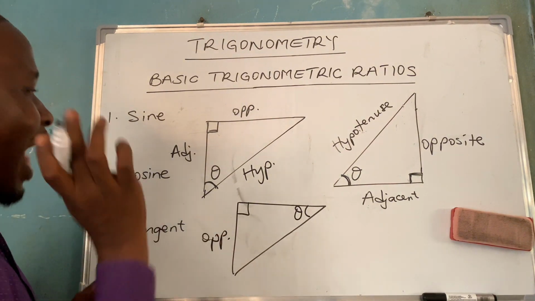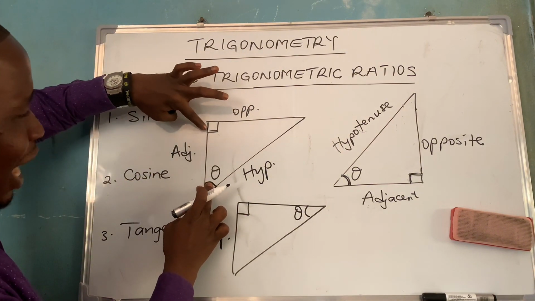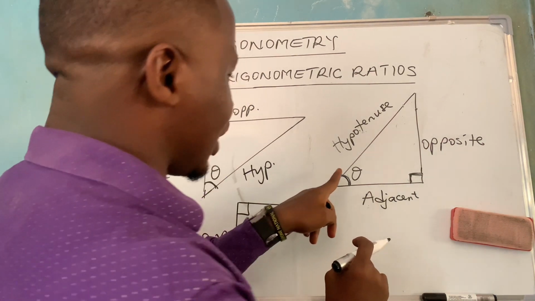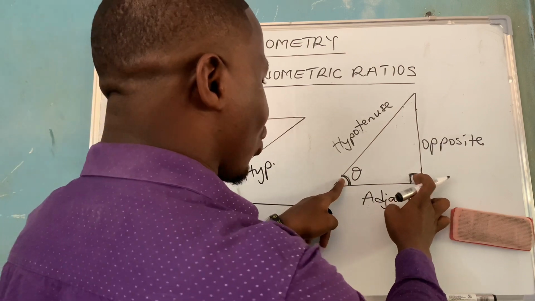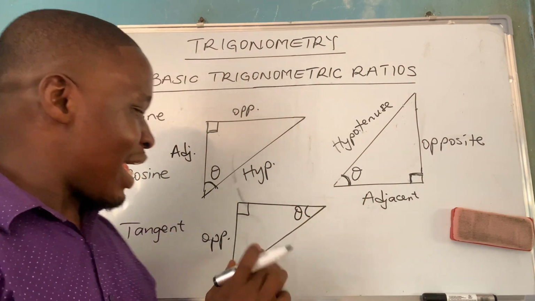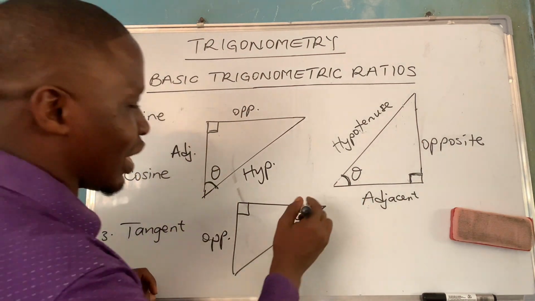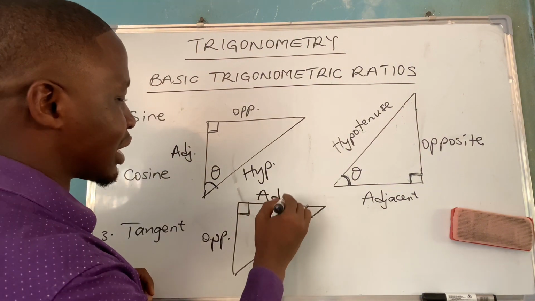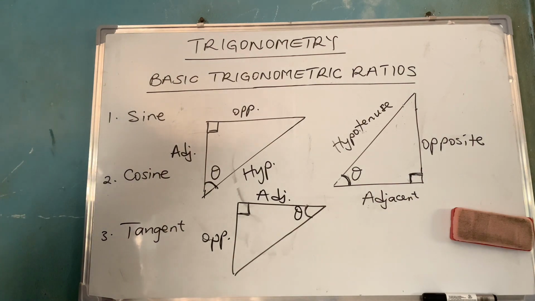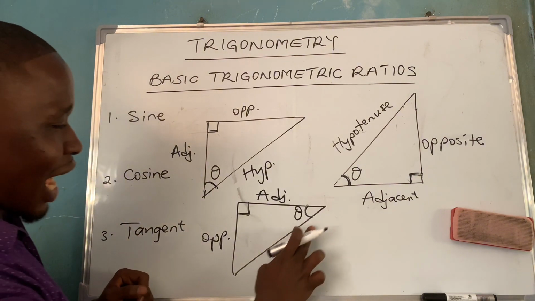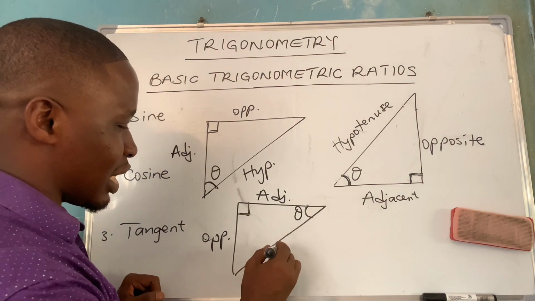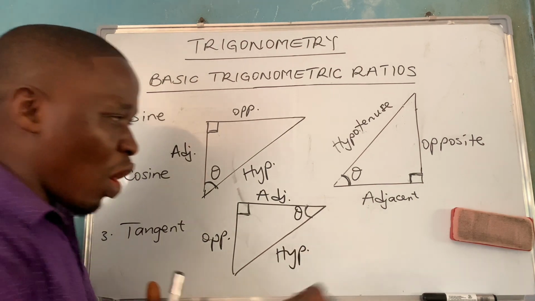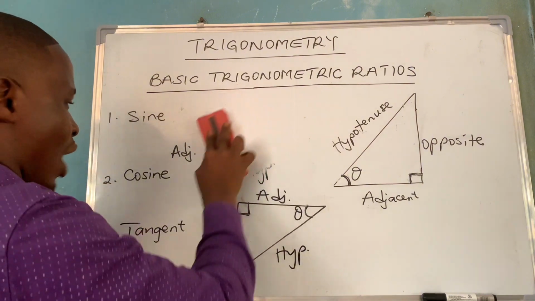The side that lies between the given angle and the right angle is the adjacent. So here again, the side that lies between the given angle and the right angle is the adjacent side. And the hypotenuse side remains the side that is facing the 90 degrees. So here is the hypotenuse side. So that one is well understood, I hope so.